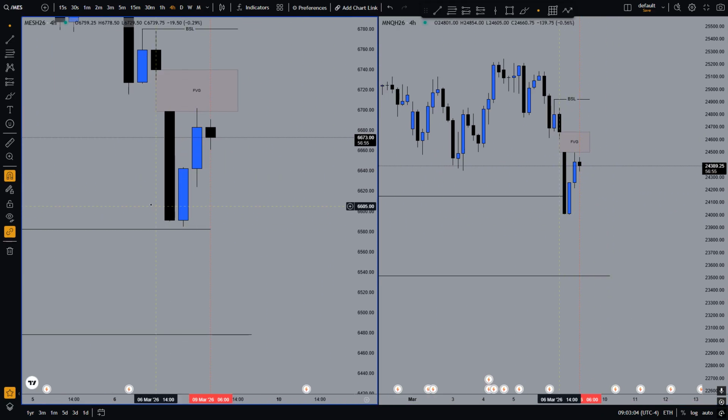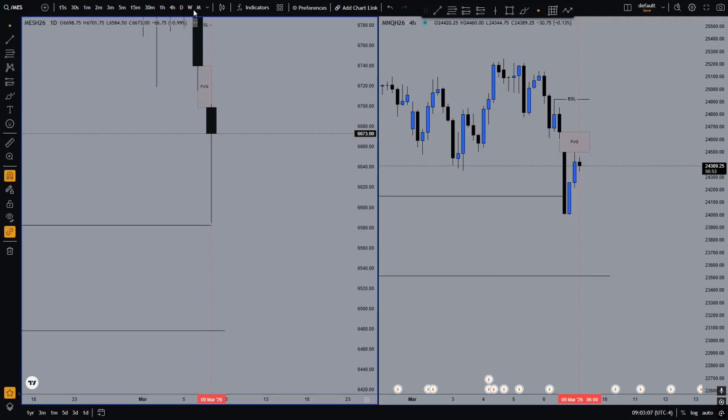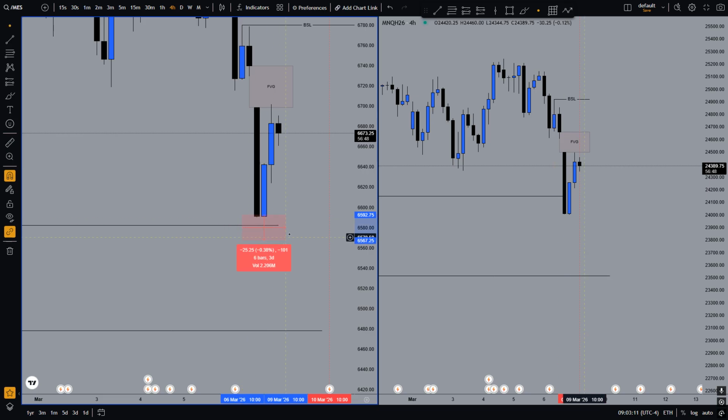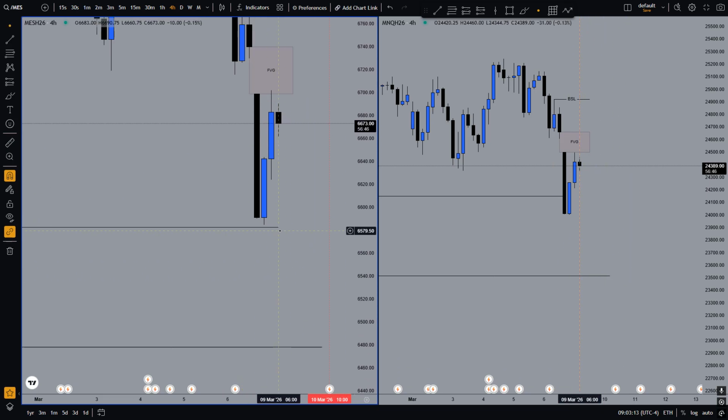ES can take these relative equal lows here, because now on ES we have the weekly low here, and we have this internal low that we put in that's super, super close. So we could see us get down there, but we're just going to keep an eye out.